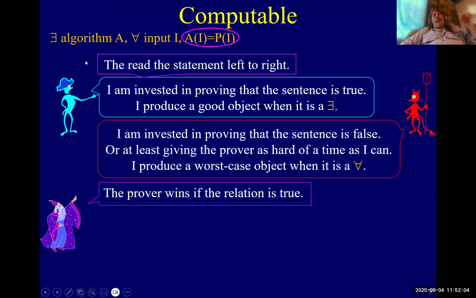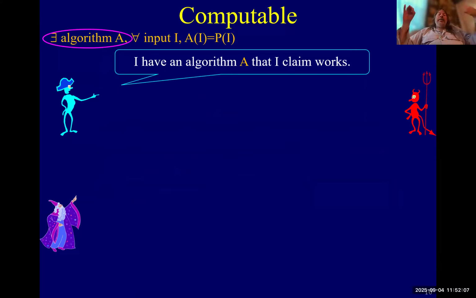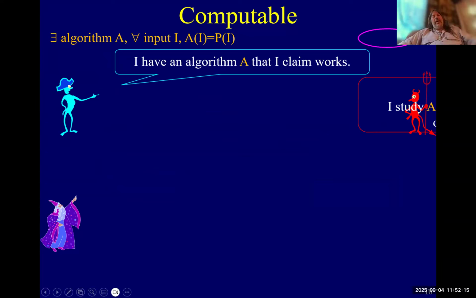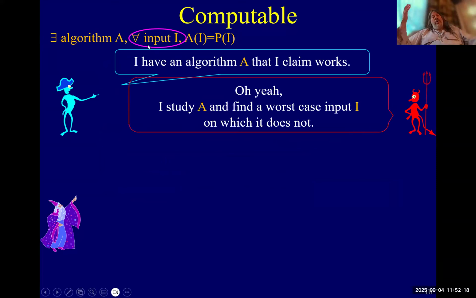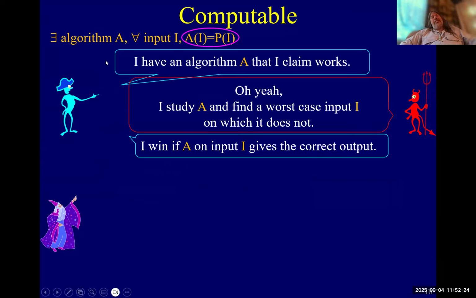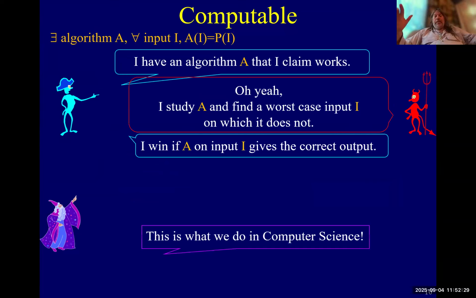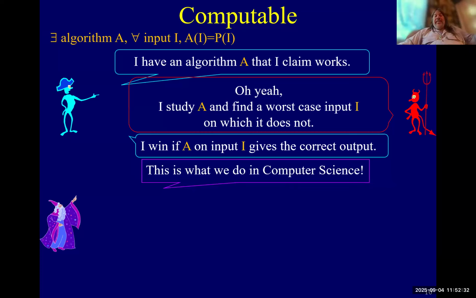All right, so now let's do it again, in which we discuss it a little bit more. The prover comes up with an algorithm that he claims works. The adversary comes up with an input on which he claims the algorithm doesn't work. And then the prover wins if the algorithm gives the right output. Everybody get that game? And you might say, yeah, this is exactly what we do in computer science, right? So when you play this game, you get the intuition of what it is we're supposed to be doing.